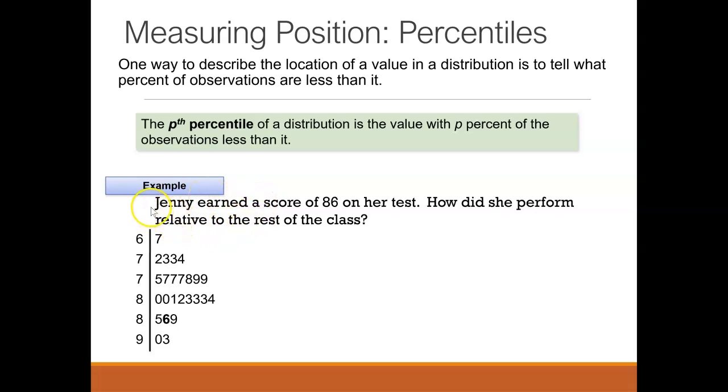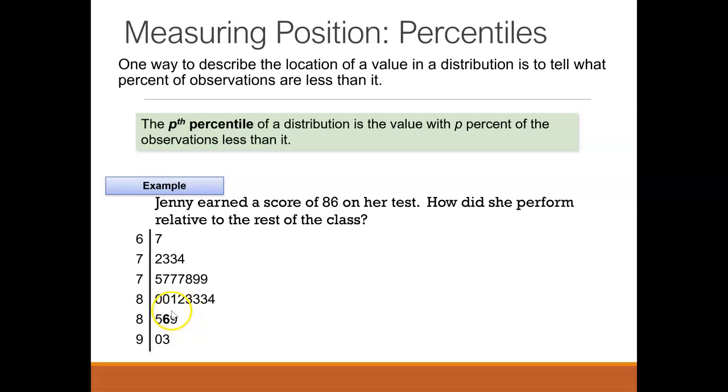All right, so say this person, Jenny, scored an 86 on her test. How did she perform relative to her class? We could give her percentile rank. First thing I want to do is count how many people were in the class. So I'm just going to count the leaves on my stem plot here. So 1, 2, 3, 4, 5, 6, 7, 8, 9, 10, 11, 12, 13, 14, 15, 16, 17, 18, 19, 20, 21, 22, 23, 24, 25.